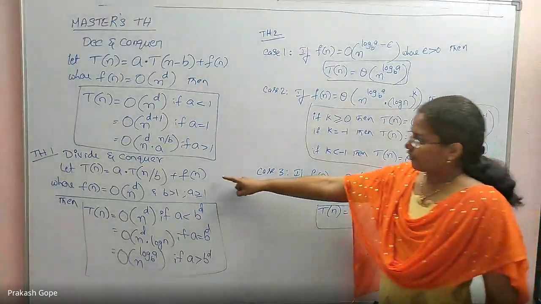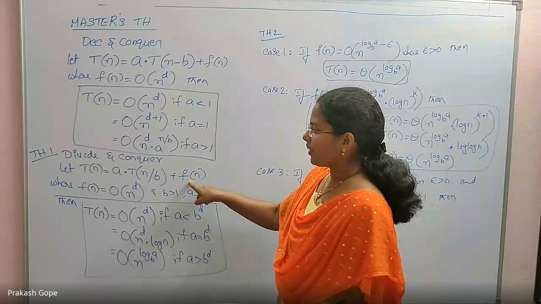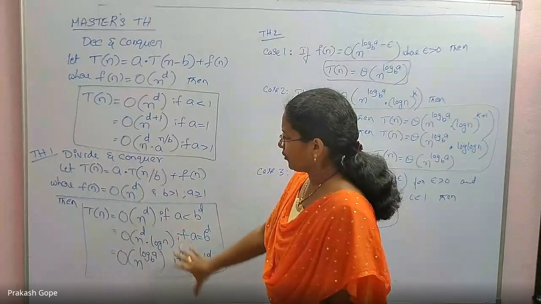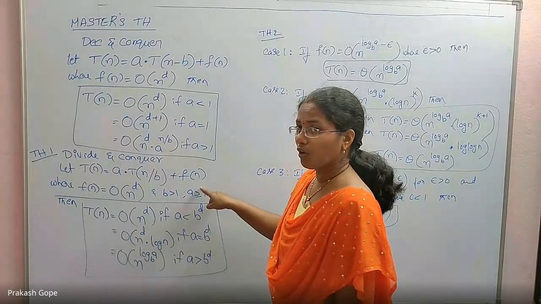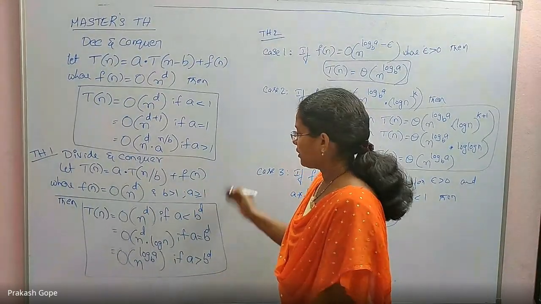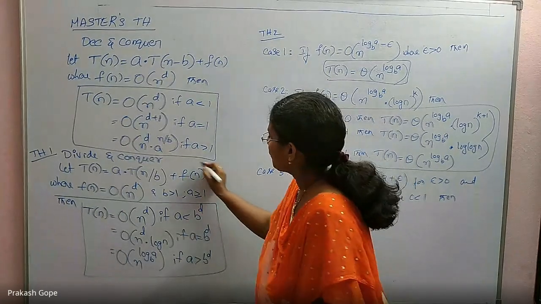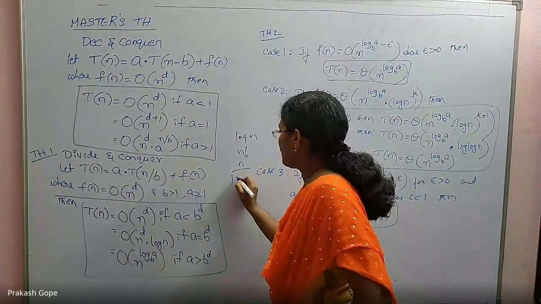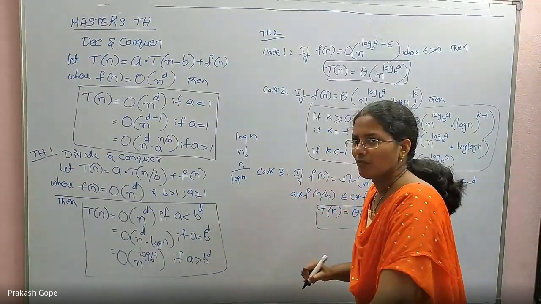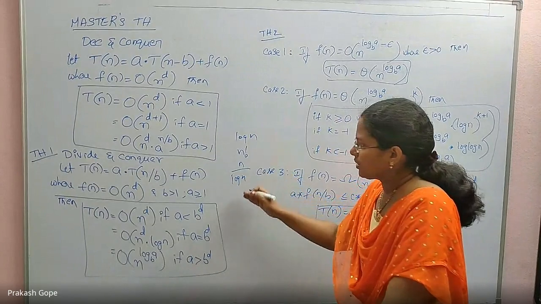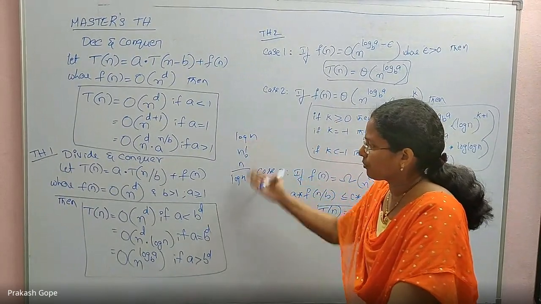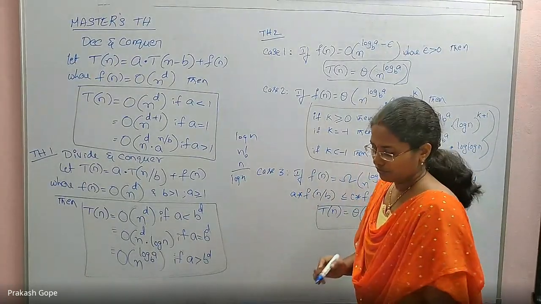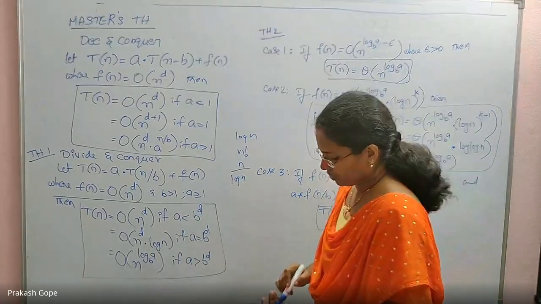So in divide and conquer, if f of n is in n power d format, a polynomial, then we go by theorem 1. If it is not a polynomial, what does that mean? If f of n is like log n, n factorial, n by log n, all these are not in polynomial format. So in all those cases, we go for theorem 2. We will solve some examples on that also.